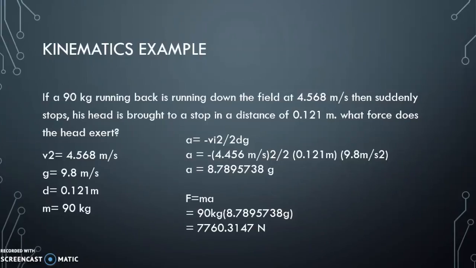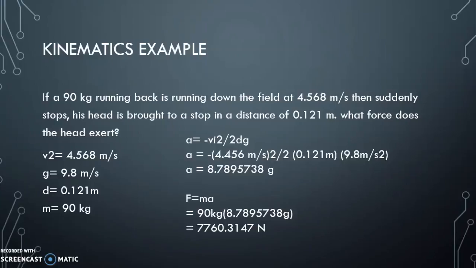We can start by listing the values that we know. First, Vi equals 4.568 meters per second. Gravity is 9.8, which is a constant. The distance he took to stop is 0.121 meters. The mass of the running back is 90 kilograms.